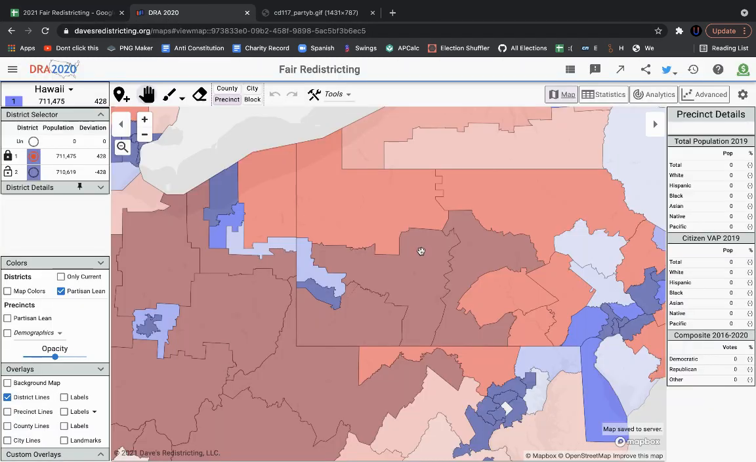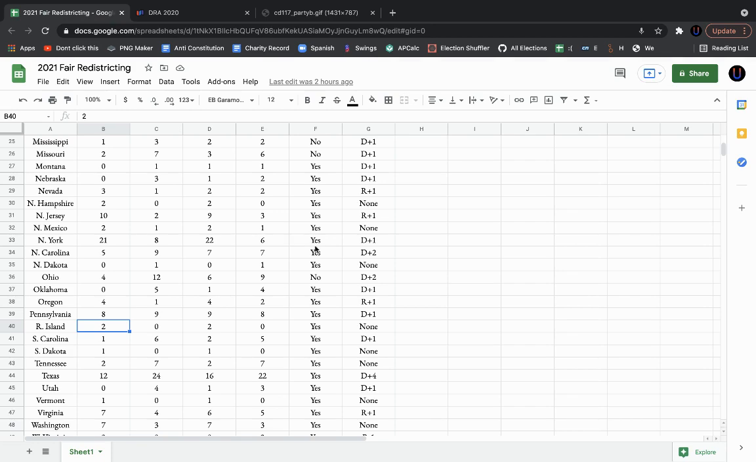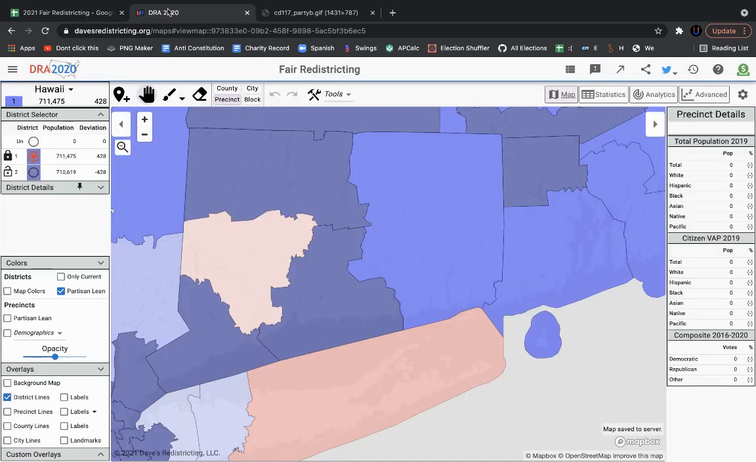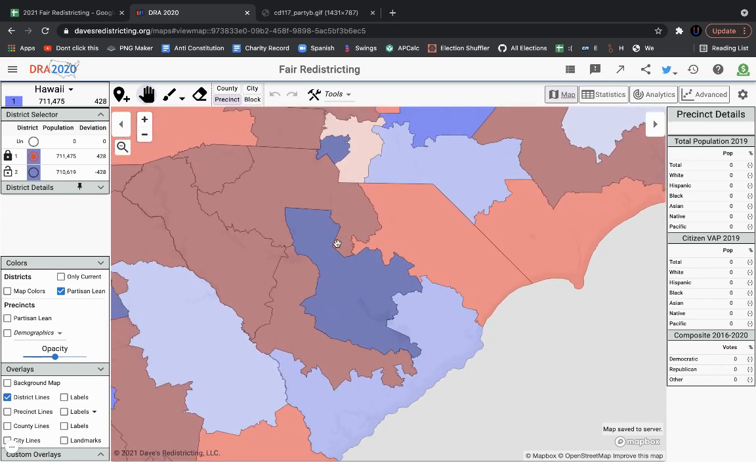Rhode Island, 2-0. Obviously, I tried not to split Providence. That's all I did there. South Carolina, currently 6-1 in favor of the GOP. The geography of the state is pretty bad for Democrats, but I still was able to draw 2 seats for them.